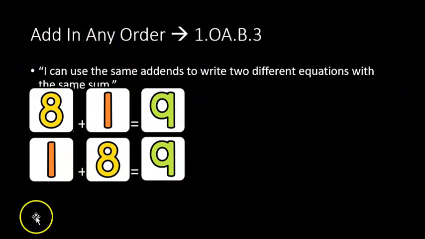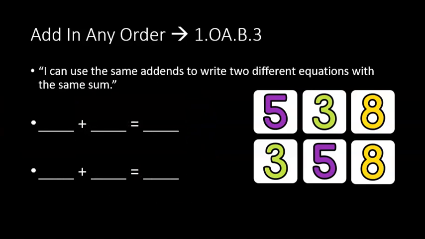Now this addition equation is complete now. 8 plus 1 equals 9. 1 plus 8 equals 9. And this is correct, okay? Some students, they do it this way. Now, let's look here at another example, okay?